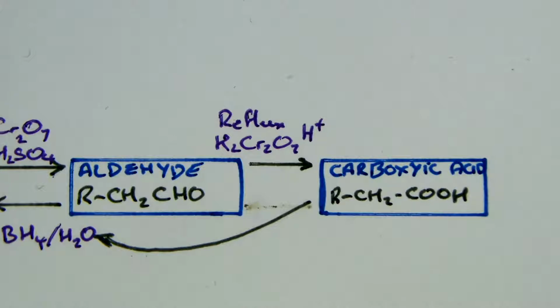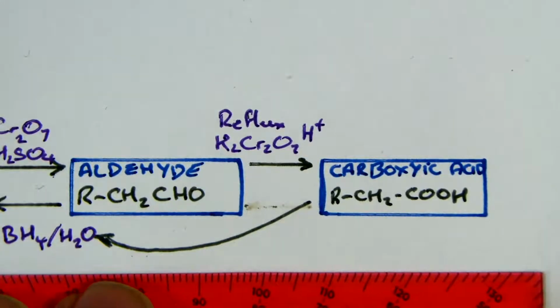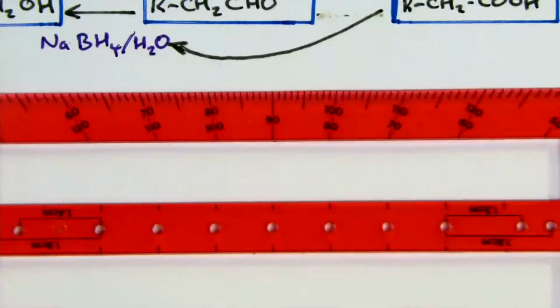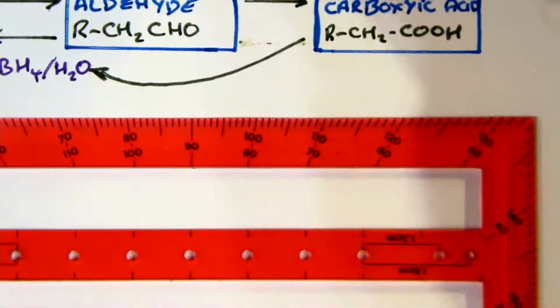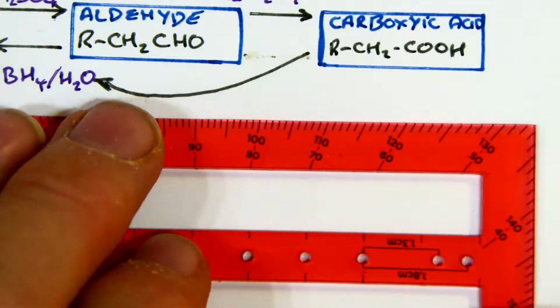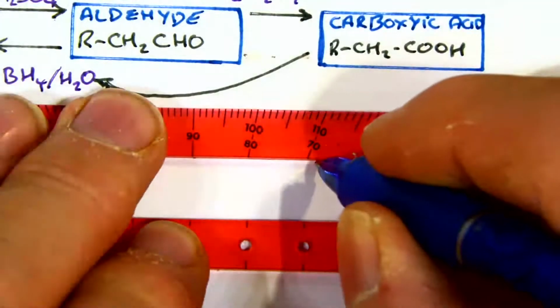Okay, now a carboxylic acid. Let's see if we can do something with our carboxylic acid. And what I'm going to do now is discover that that's not going to fit. That's better. And our carboxylic acid we can turn into something like an acyl chloride.